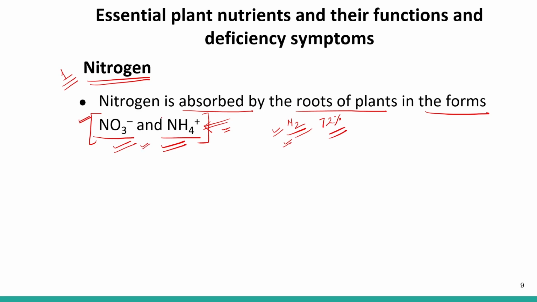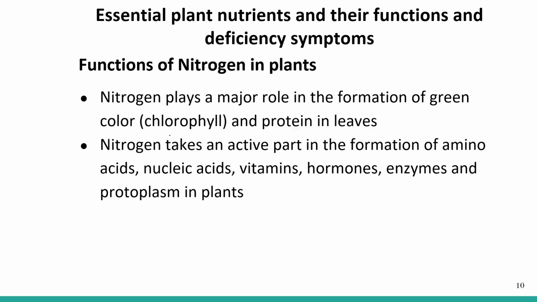There are many sources by which atmospheric nitrogen is converted to these different ions. There are biological factors, physical factors and chemical factors, which we will study in the nitrogen cycle. But here the main thing is that nitrogen is absorbed by the roots of the plant in the form of nitrate and ammonium ion. Now, what are the functions of nitrogen in the plant?